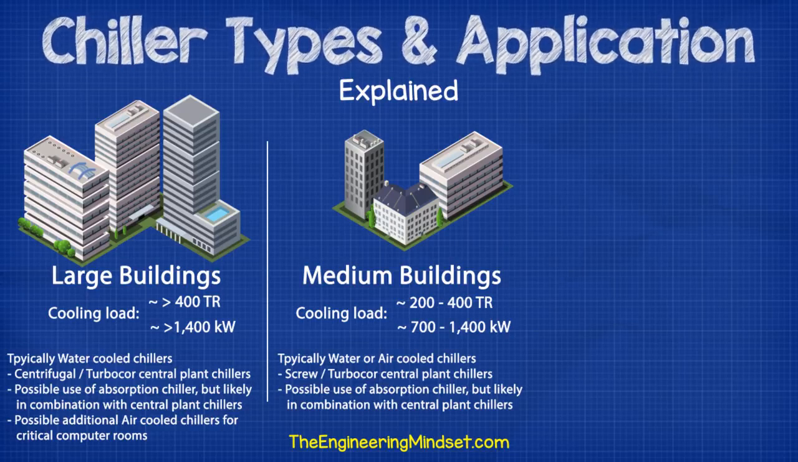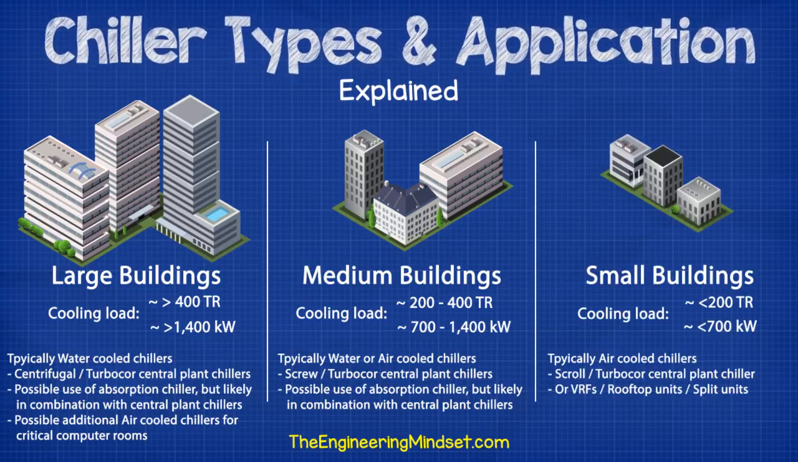Medium-sized buildings with cooling loads of around 200 to 400 tons or 700 to 1400 kilowatts will typically use screw compressors or turbo core compressor chillers. These chillers can be either water-cooled or air-cooled, and we'll look at why that would be shortly. These types of buildings might also use an absorption chiller if enough high-quality waste heat is available. Smaller buildings with cooling loads of around 200 tons or less or 700 kilowatts will typically use scroll compressors or even turbo core compressors, and these are mostly going to be air-cooled design. Again, we'll look at why that will be shortly.